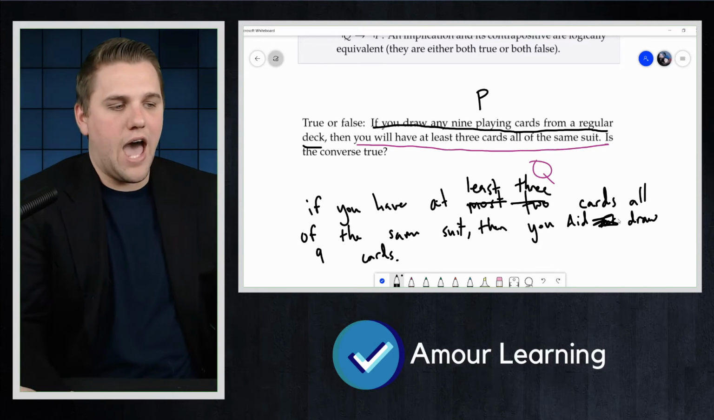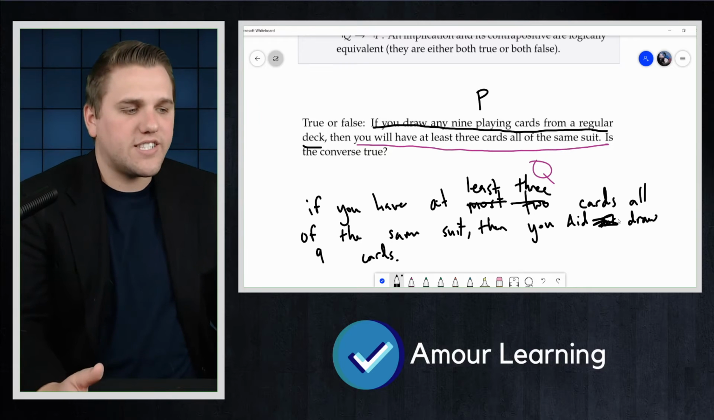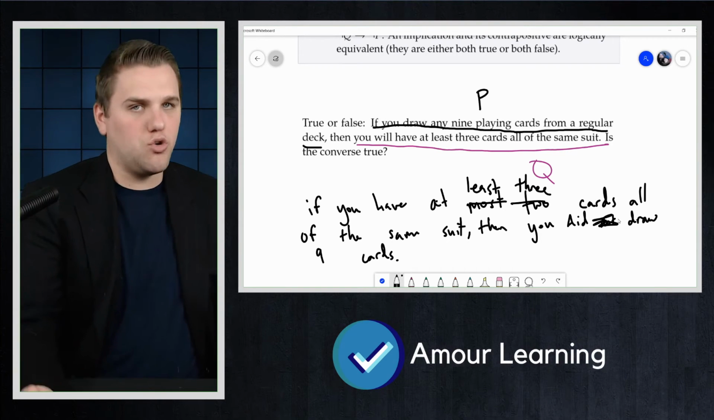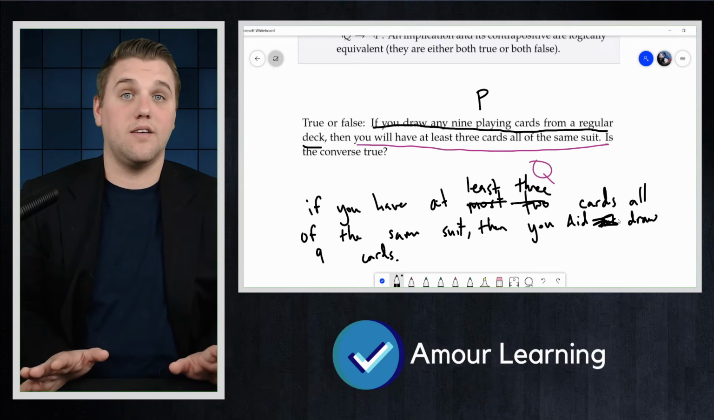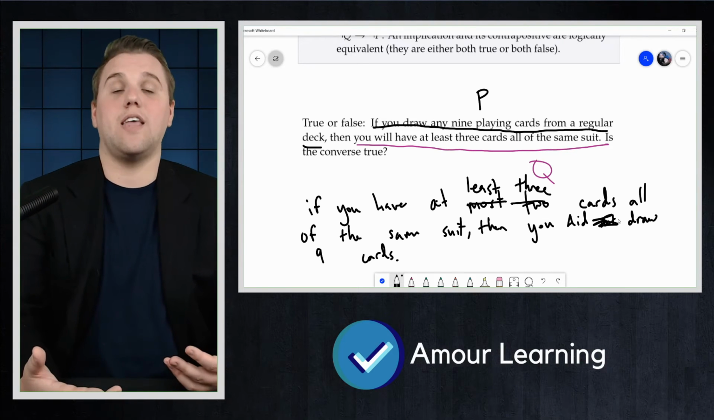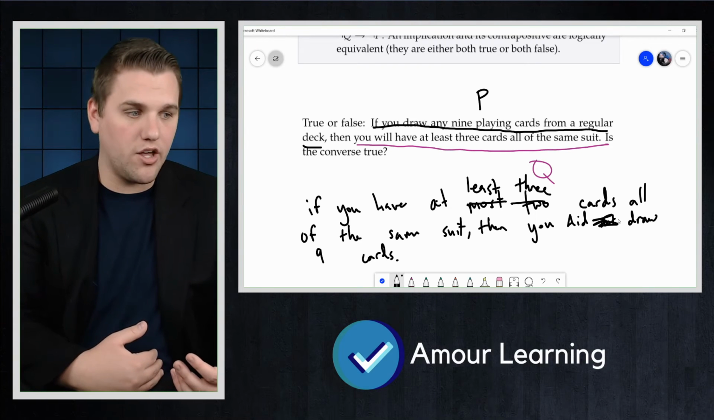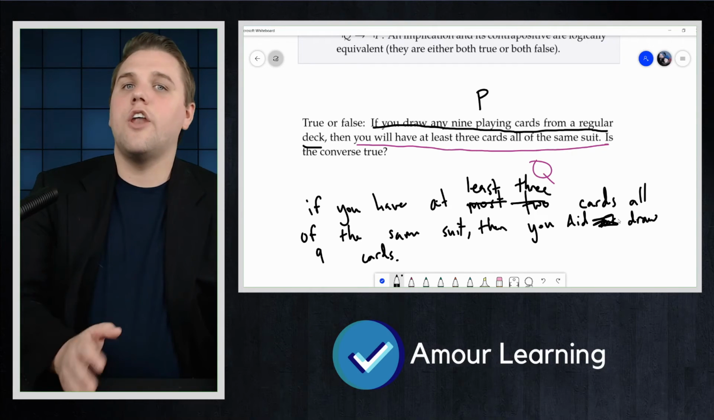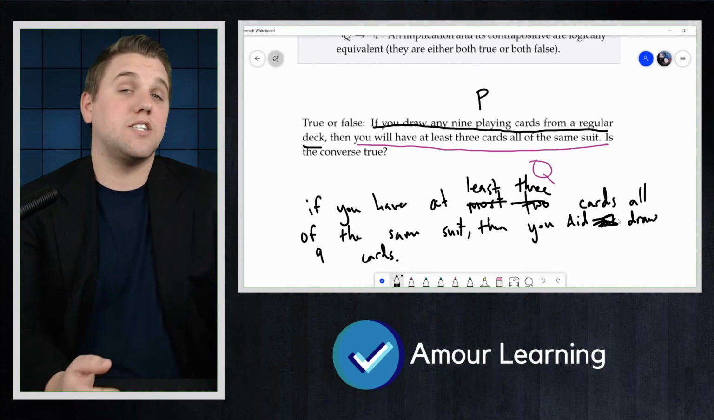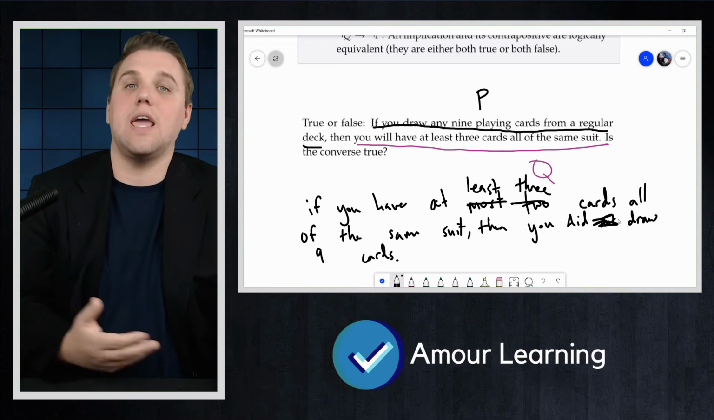Well, if you have at least 3 cards, all of the same suit, that doesn't necessarily mean that you drew 9 cards. So for example, I can draw 3 spades, and that's it. I satisfied the hypothesis of this implication, the premise, but I did not satisfy the conclusion. I only have 3 cards. I have 3 spades.